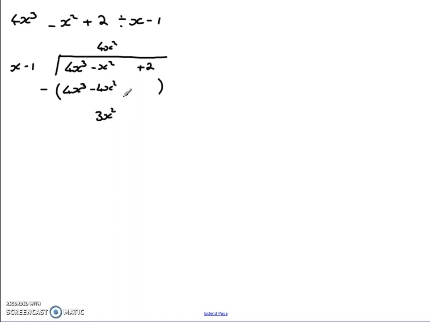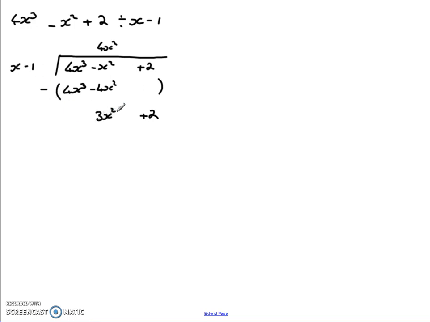Got nothing here to take away. And then I've got 2 take away nothing. Plus 2. Again, you'll notice I've left a gap here for where the x would come into play. Again, this will come in handy in a minute. Look at the highest power here. It's bigger than or equal to the highest power there.